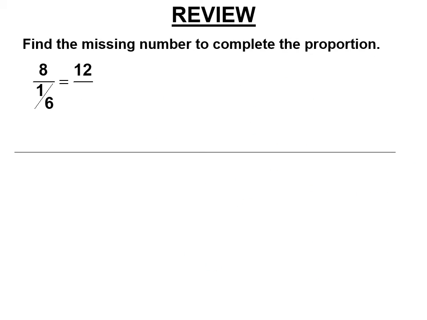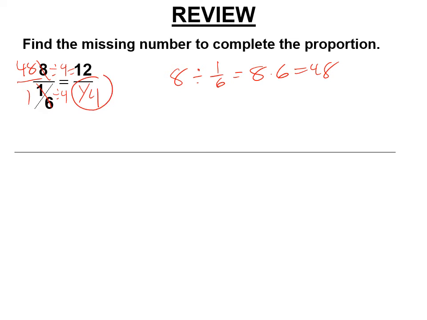Find the missing number. All right, so you want to simplify the fraction you have if you can. So 8 divided by 1/6 is equal to 8 times 6, which is 48. So that means this first fraction is 48 over 1. Oh, well, 48 divided by 4 is 12. So 1 divided by 4 is what? It's 1/4. That's what 1 divided by 4 equals. Now you could put 0.25, but why would you do that?